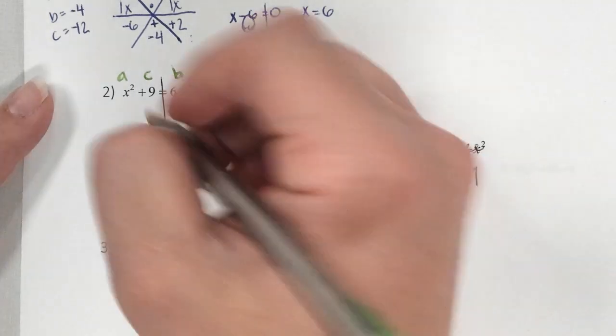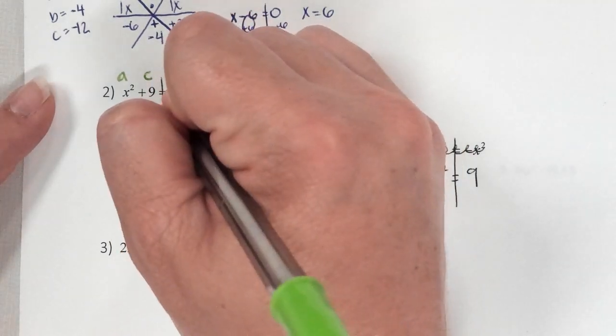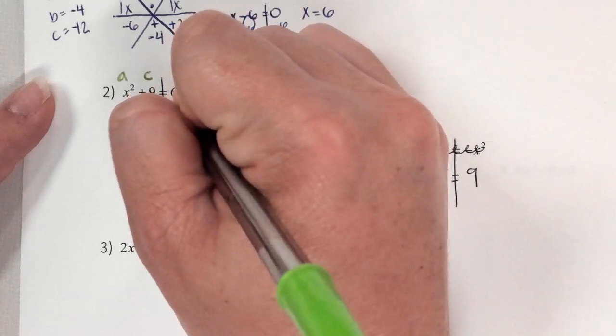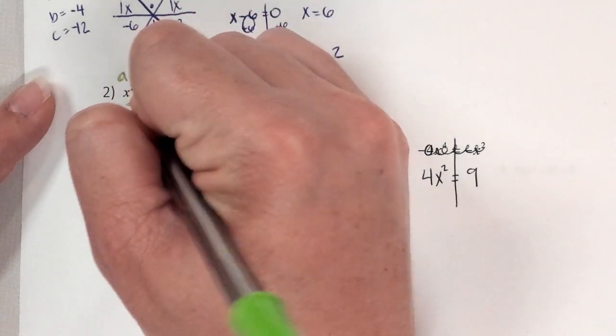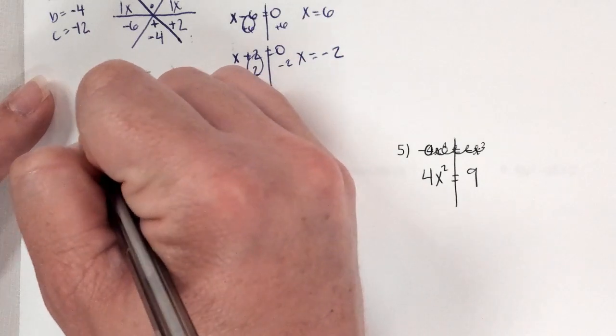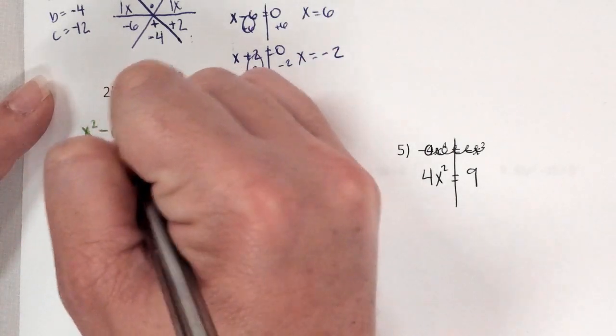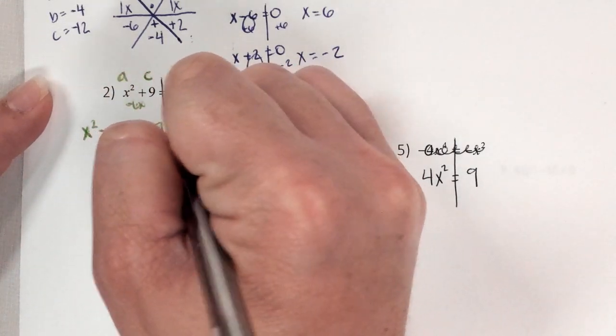So what am I moving? The 6x. How do I move that 6x? Minus it. And where's it going to go? In the middle. So I'm just going to kind of squeeze it right here. And then when I rewrite, I have x squared minus 6x plus 9 equals 0.